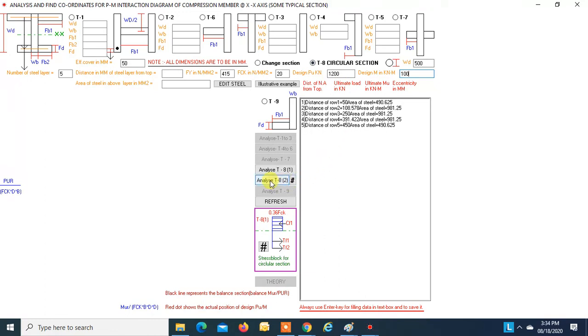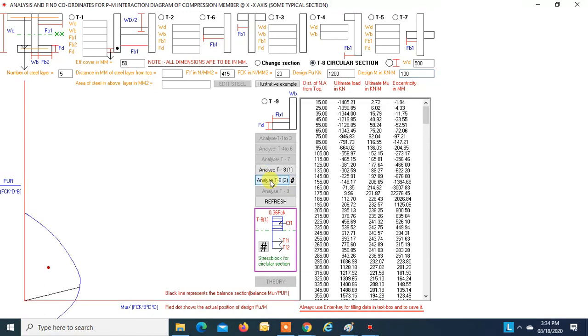We'll use this option. So this is the PM interaction diagram for the circular section. And this is the table, the complete analysis for different depths of neutral axis.